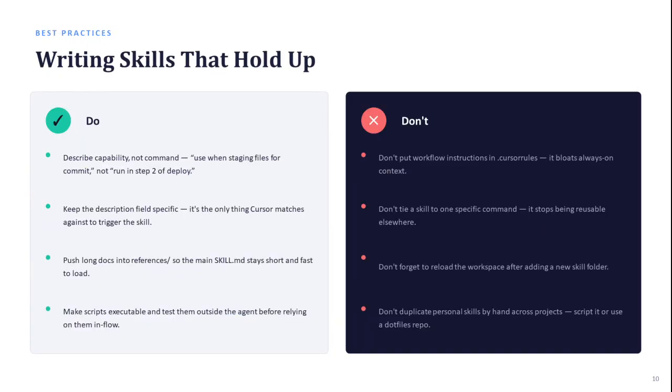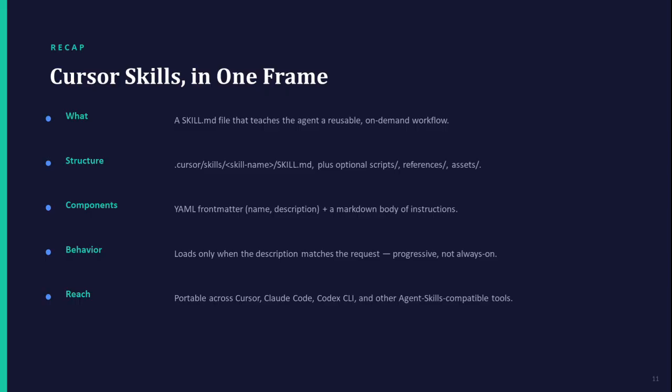And writing skills that hold up: here I have mentioned some dos and don'ts that you need to remember, so you can have a look and implement according to them. Then a recap of Cursor skills in one frame: what the cursor and SKILL.md are, the structure, the components name, description, instructions, then behavior, and in the end it is portable across Cursor, Claude Code, Codex CLI, and other skill agents.